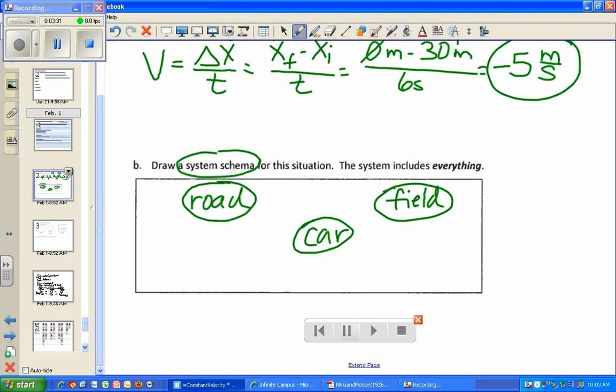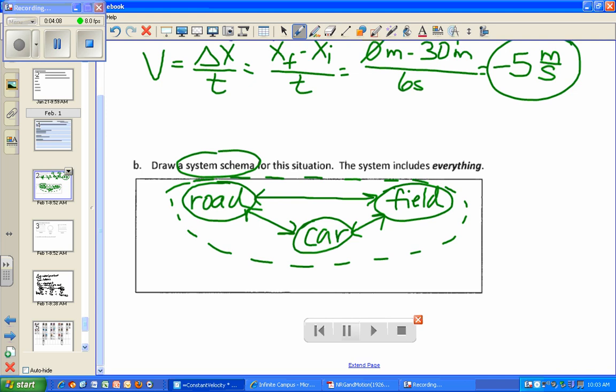Okay, it's a pretty simple system schema. The road is affected by the gravitational field, the car is affected by the gravitational field, and there's an interaction between the car and the road as well. And what's in our system? Everything is in our system. So we show that with our dotted line. What about the person, if he's on a dirt road? Yeah, the person's inside the car, so we can just consider that part of the car.